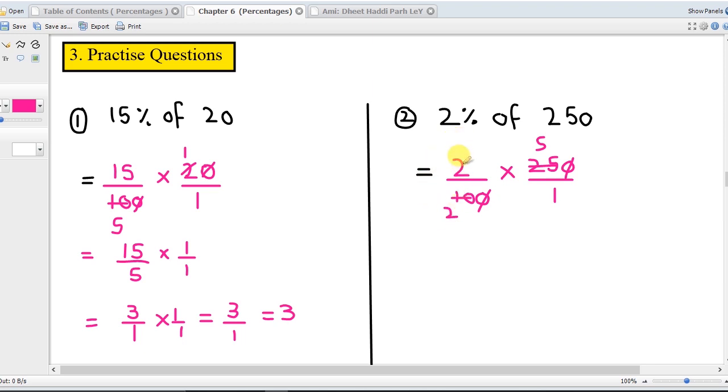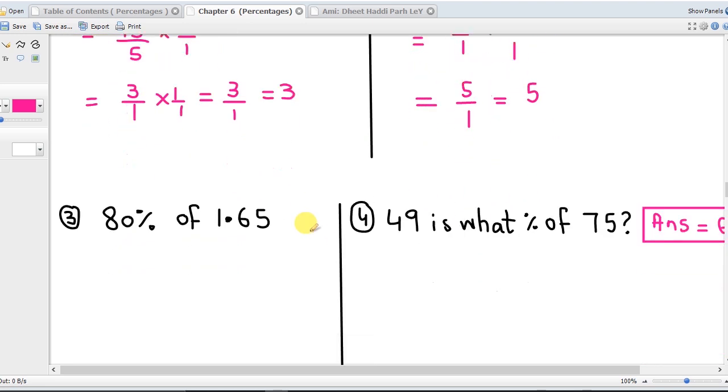So we can also simplify these two numbers. So 1 times 2 is 2 and 1 times 2 is 2. Write the new equation, which is 1 over 1 times 5 over 1. So the final answer we are getting is 5 over 1, or simply 5. So 2% of 250 is 5. I hope you have got the concept.